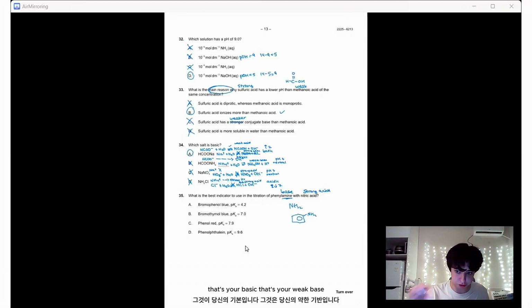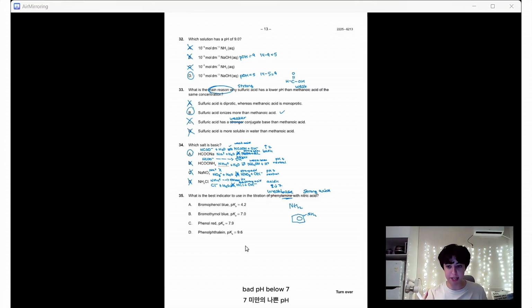That's your basic group. That's your weak base. All your amines are weak bases. They're ammonia's cousins. So weak base, and you have strong acid. Lots of people on drugs, terrible music, the vibes bad. pH below 7. So you're looking for the option that has a pH below 7, which is A. And that's literally it. B is exactly 7, but that's not right. So yeah, A for 35.